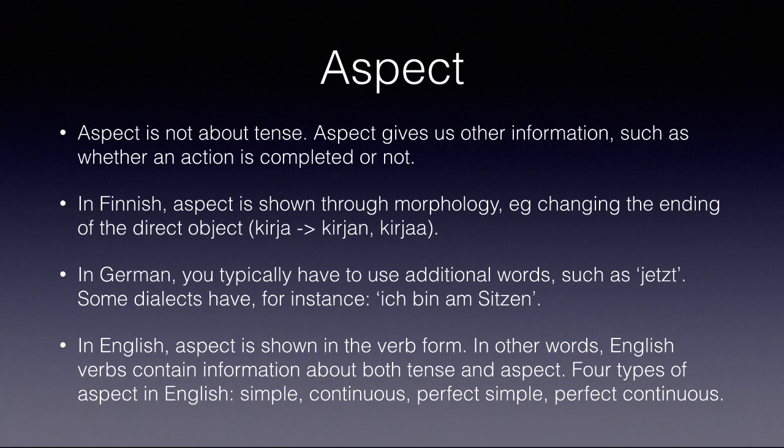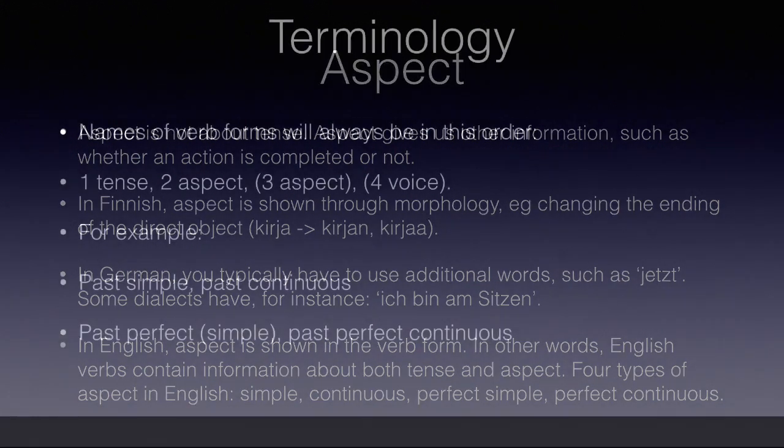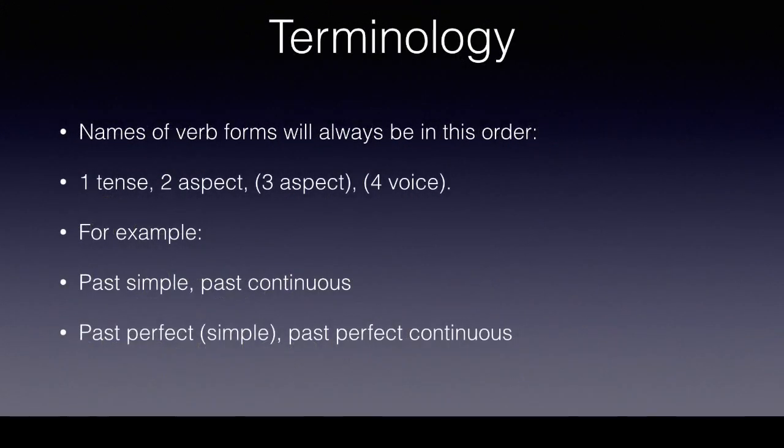Let's talk a little bit more about terminology. On this course, I will use the terminology in the same order as it is used throughout the world of English language teaching, including in your grammar book. So the names of verb forms will always appear in this order. The very first word will be the tense. So present or past. And actually the books also use future, even though future isn't a tense, it's future time or futurity.